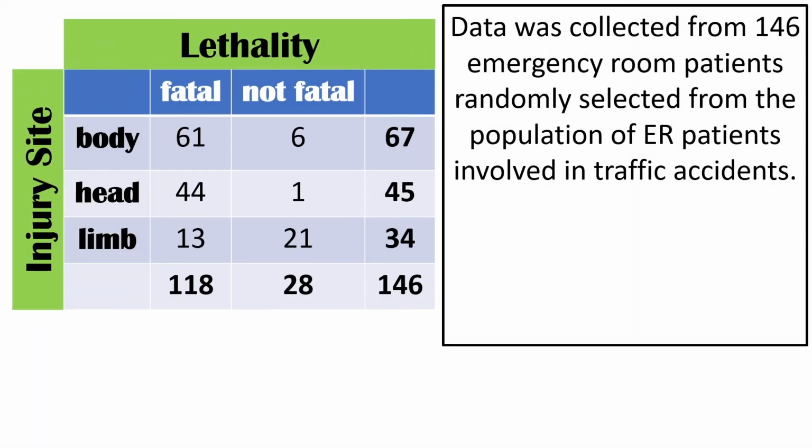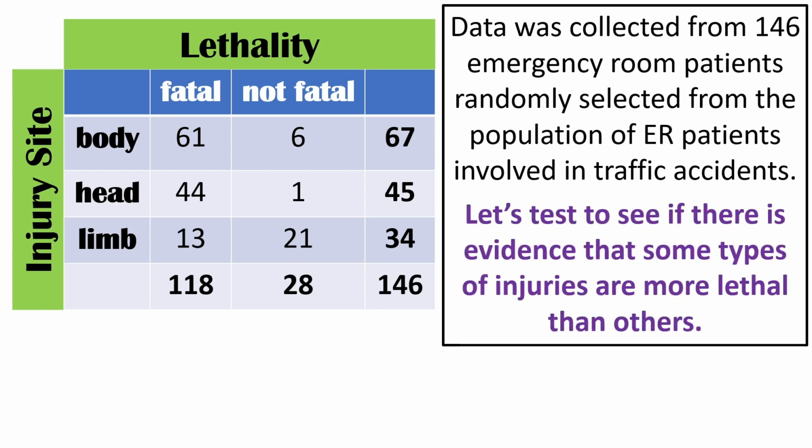So here's an example. Here we're looking at a table. This is a contingency table. We have on one side injury site. That's one of our categorical variables. It has 3 categories: body, head, and limb. And then we have lethality, the lethality of the injury, whether it was fatal or not fatal. This data was collected from 146 emergency room patients, randomly selected from the population of ER patients involved in traffic accidents.